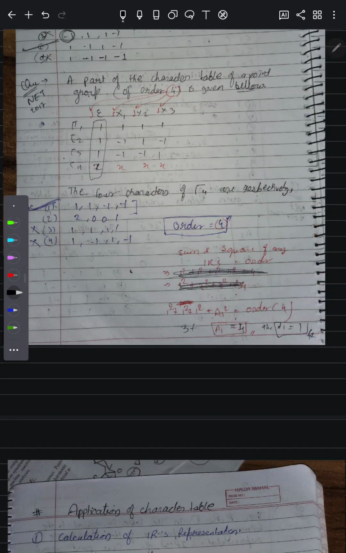Now for the next question: part of the character table of a point group of order 4 is given below. So this is the order of the point group, and the four characters of this irreducible representation are, respectively, what? We need to calculate the irreducible representation. Putting the values first, we will get the sum and square order by putting this formula. We will get the A1 value is 4.